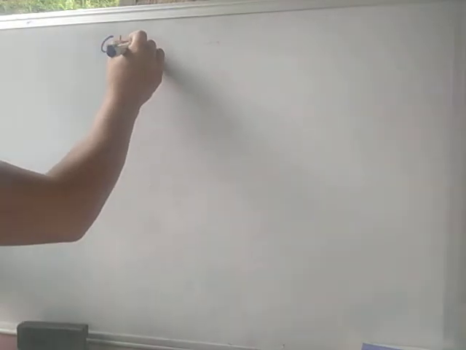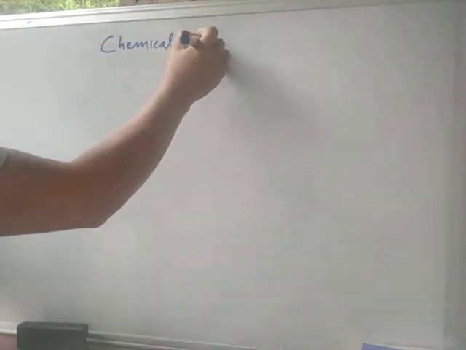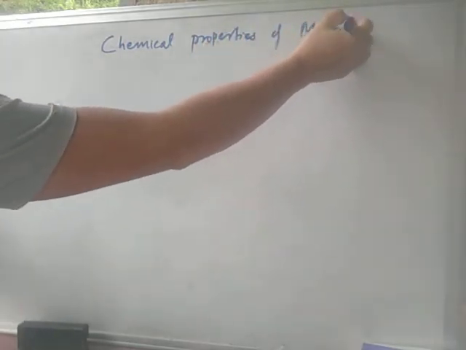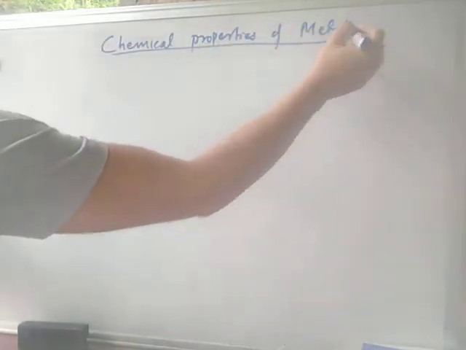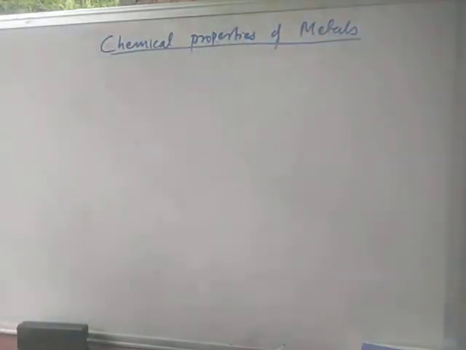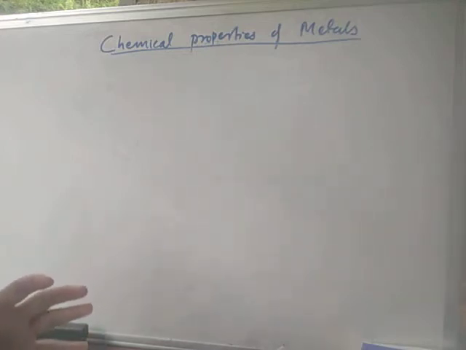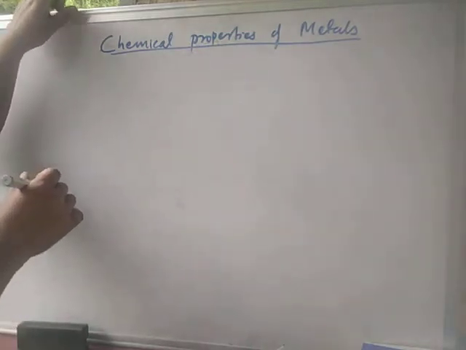So, chemical properties of metals. Write down chemical properties of metals. First, metals and non-metals show different chemical properties. Why? Because these two are elements but have different electronic configurations, isn't it? From class 9 you have done this. Some lose and some gain electrons because of the outermost shell, isn't it?